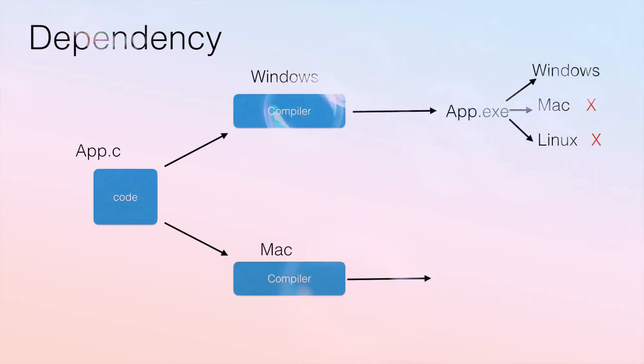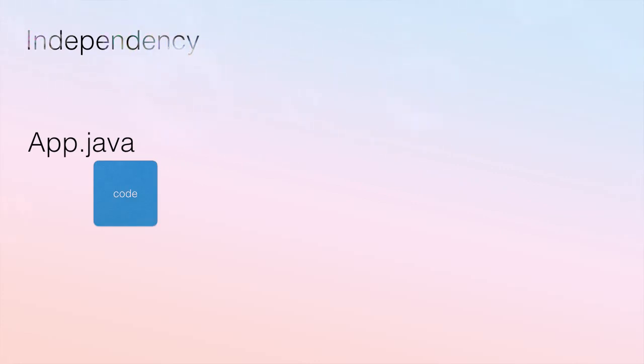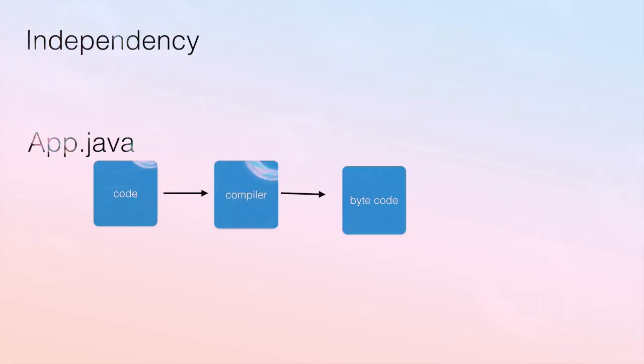Similarly, if we compile it on a Mac, it will generate something that can only be run on Mac and not on Windows and Linux. That's called platform dependency. But in Java, we don't have this dependency because when we compile Java code, the Java compiler generates an intermediate code called bytecode. It is not machine code for a particular operating system.